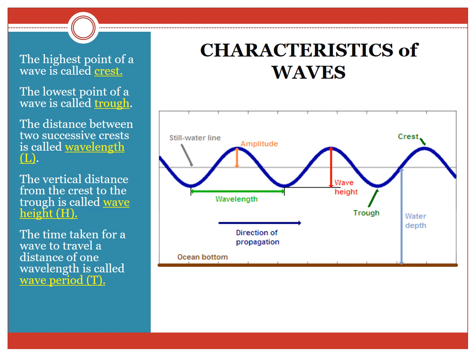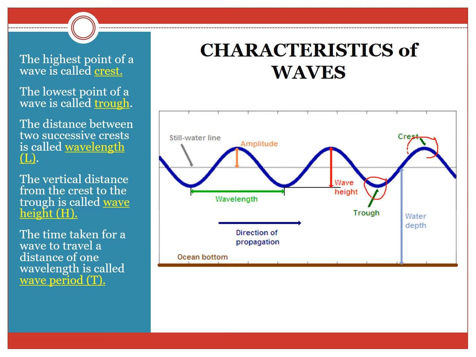So first of all, let us move to the definition of crest. The highest point of the wave is known as crest. So it means that the highest point of any wave, as shown in this figure, is known as crest. So naturally, what is trough? Trough is the lowest point of the wave.